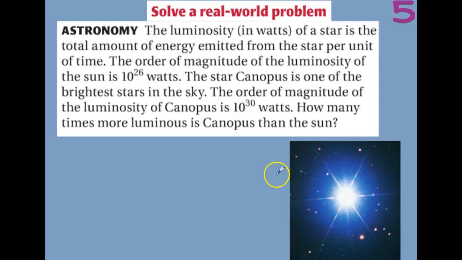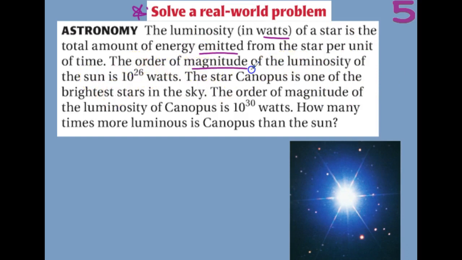So last problem. It says solve a real-world problem. The luminosity in watts being like how bright a star is. Watts, just like a wattage in your light bulb, tells you how bright the light bulb is going to be. So the luminosity in watts of a star is the total amount of energy emitted or coming out of the star per unit of time. So as seconds go on, it tells you how much light is being pushed out from the sun.